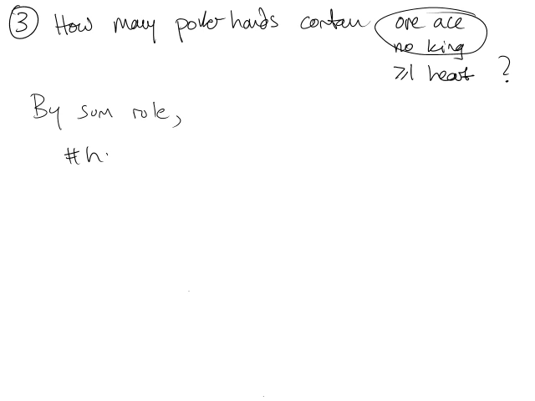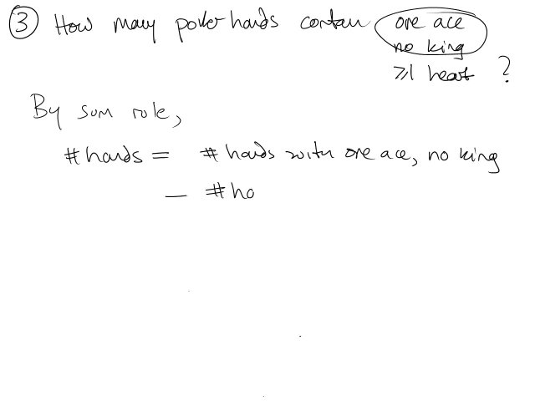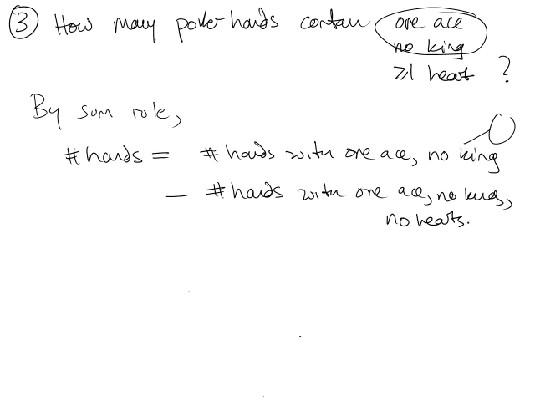the number of hands we're interested in is equal to the number of hands with 1 ace and no king, no constraint on the hearts, minus the number of hands with 1 ace, no king, and no hearts. Okay? So let's call these quantities A and B, and let's count them. So let's do A first.